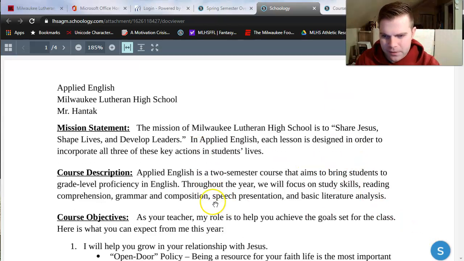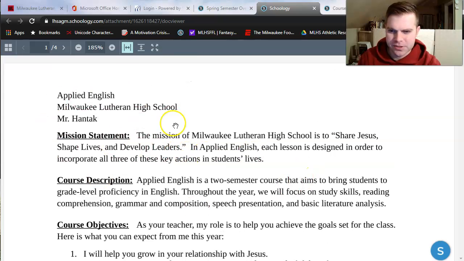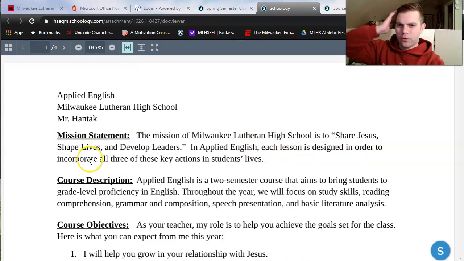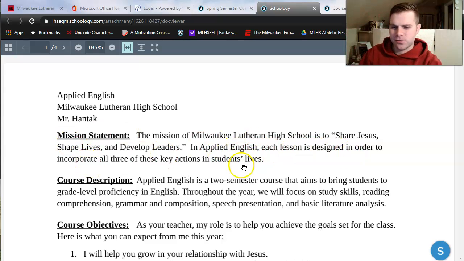I'm going to skip right down to course objectives. You can read the mission statement and course description on your own. One thing I want to note is that in Applied English, each lesson is designed to incorporate all 3 of these key actions in students' lives.